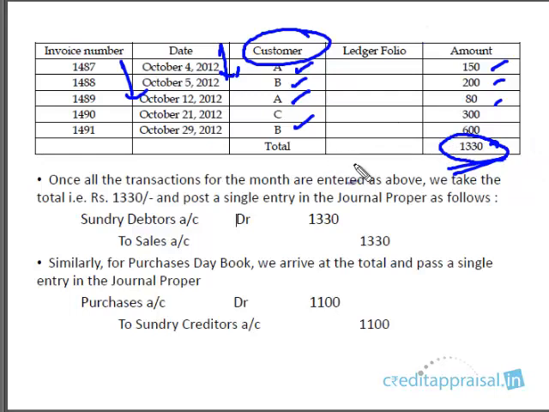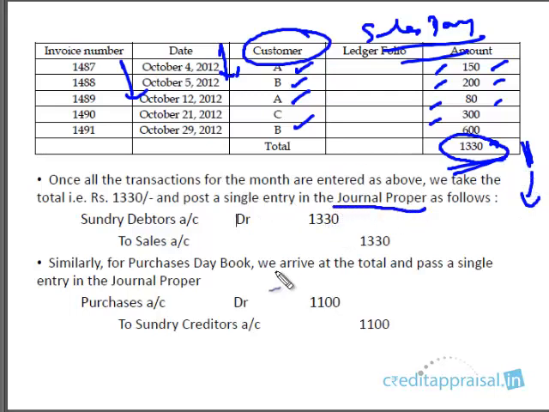Instead of passing individual entries to the journal, we maintain a separate subsidiary book called the sales day book. Actually, as per our original concept, all entries should be entered in the journal, so these individual sales should have been entered in the journal. But what we did, we maintained a subsidiary book called the sales day book, and entered all these amounts. So now we take the total amount, and only this total transaction will be passing into the journal proper, right?